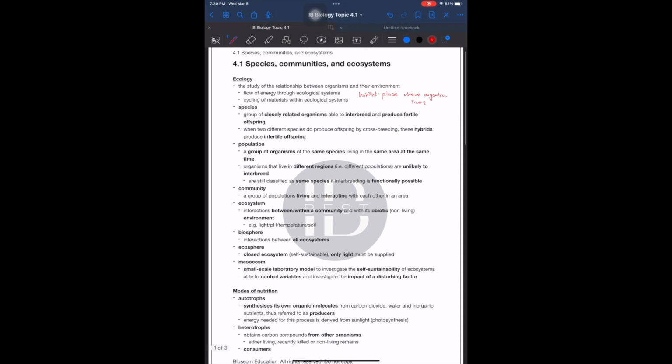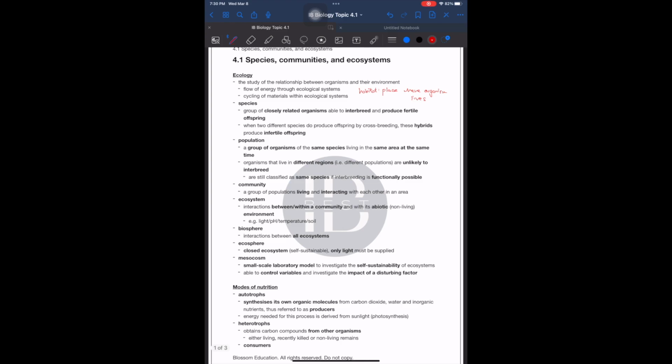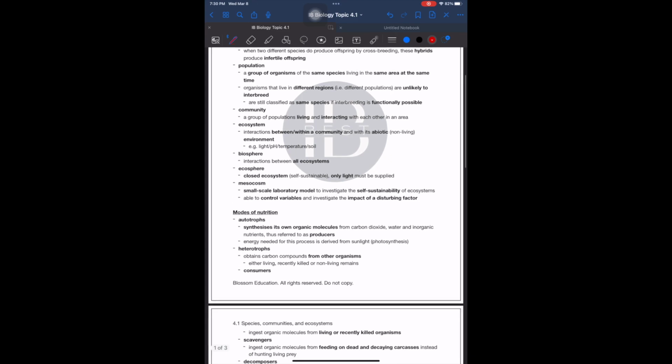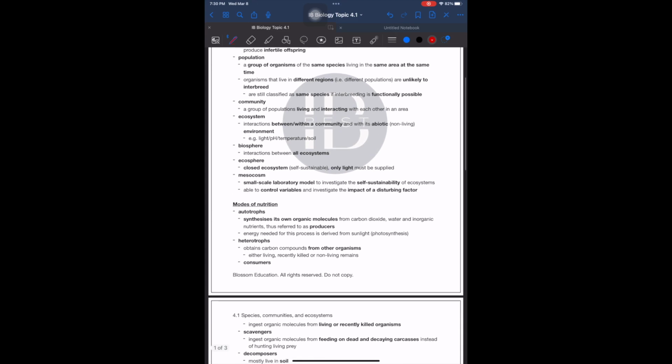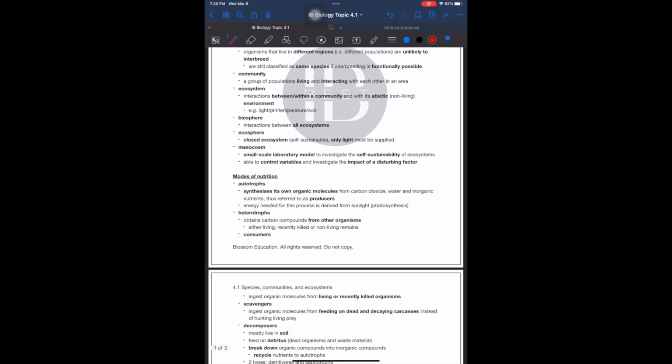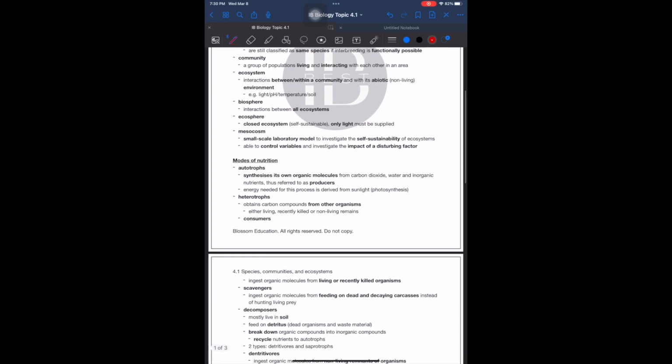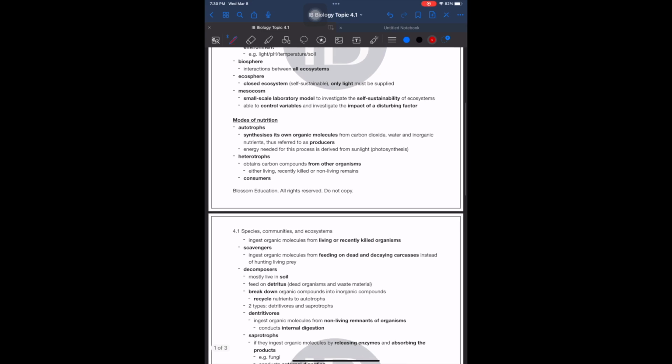Now that we've gone over some of the terms that are important in ecology, let's take a look at modes of nutrition, or how different species can take in nutrition. We can subdivide them into two main groups, the first being autotrophs and heterotrophs. Autotrophs are organisms that are able to synthesize their own organic molecules from carbon dioxide, water, as well as inorganic nutrients, and therefore we would also refer to them as producers.